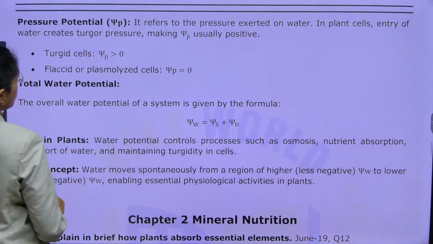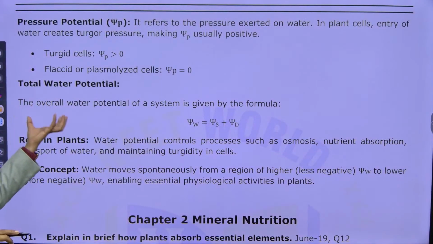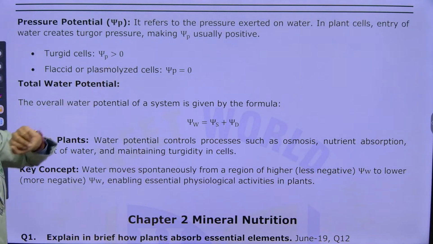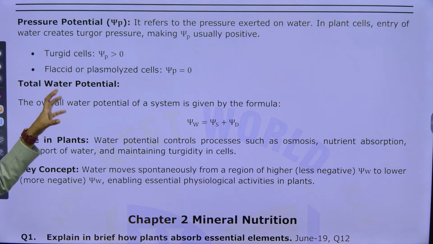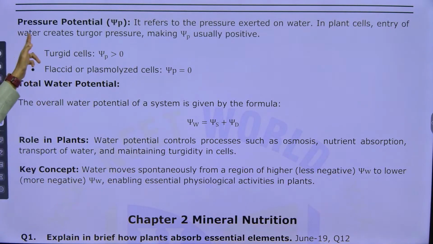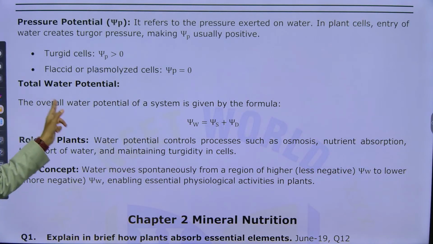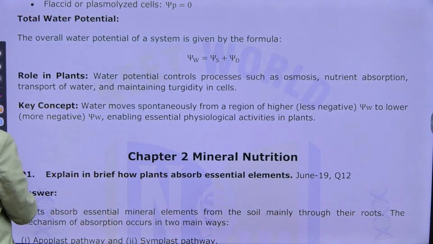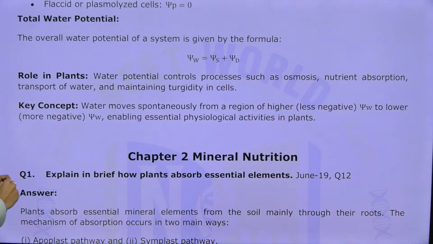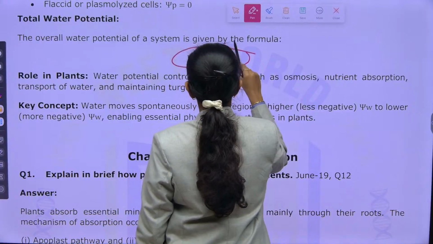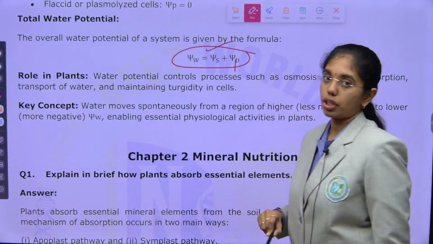Now about pressure potential. Pressure potential in a turgid cell, which is completely occupied with water, will be more than 0. In a flaccid cell or a plasmolyzed cell, just now we have learned plasmolyzed cell, the pressure potential will always be equal to 0. So how can you calculate the total water potential? Water potential is equal to solute potential plus pressure potential.